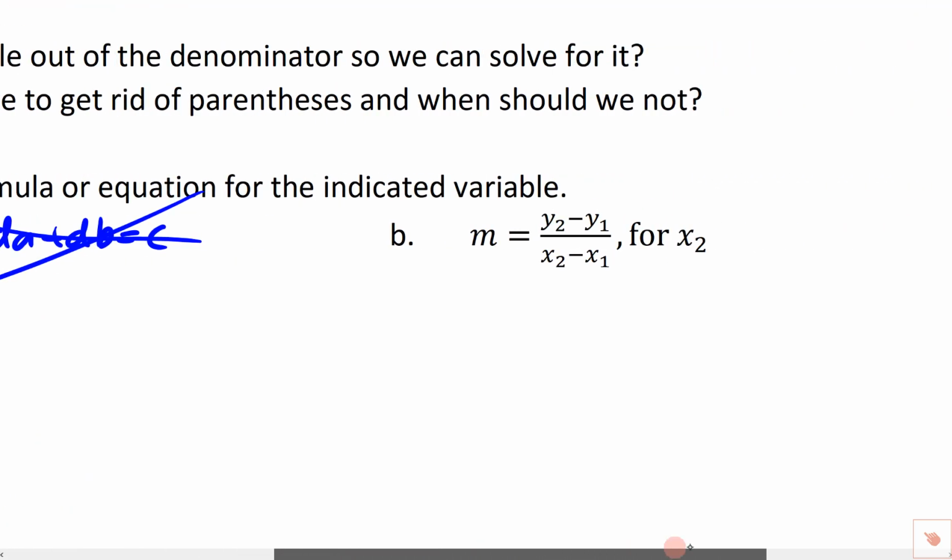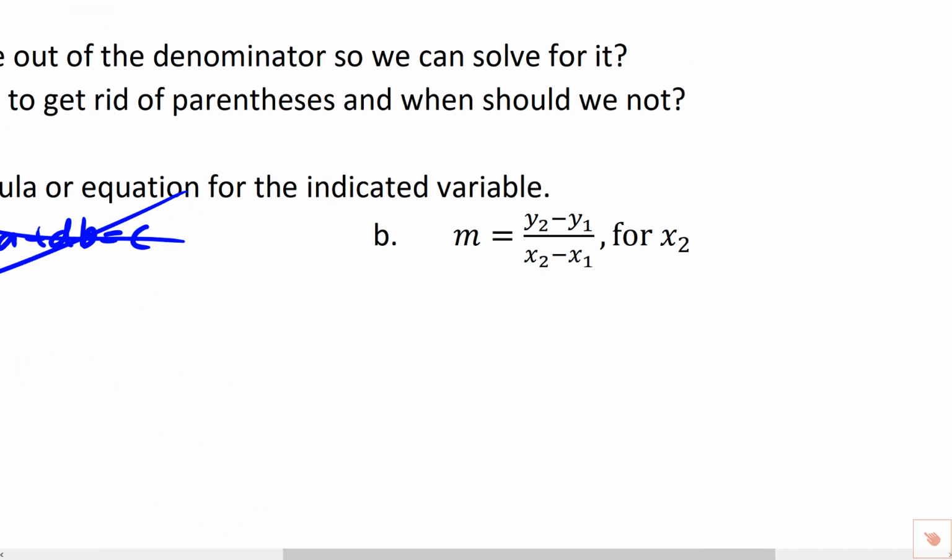So let's slide over here and take a look at the next one. This one demonstrates a little bit different thing. The variable is in the denominator, but notice how it's hooked together with that one. So we're going to do the same type of thing that we did before. I'm going to multiply by x2 minus x1 on both sides, so x2 minus x1. Now notice that because I'm multiplying by this quantity, x2 minus x1, I did put that one in parentheses also.